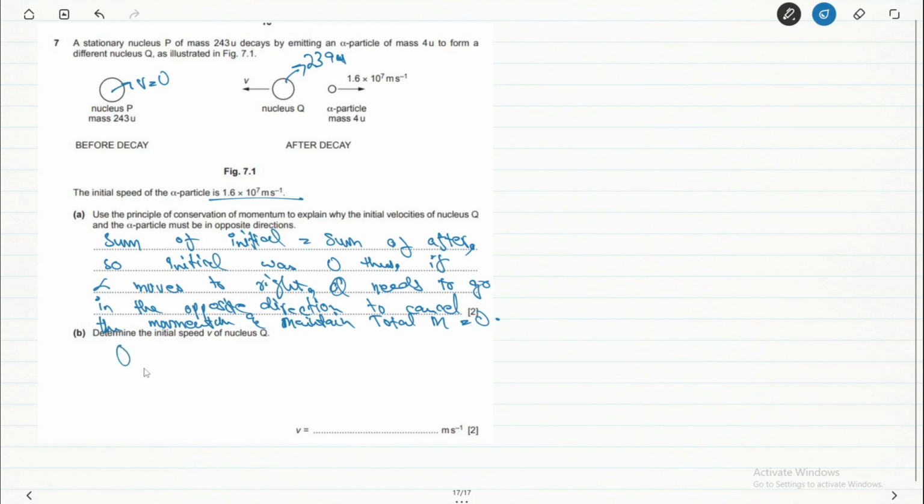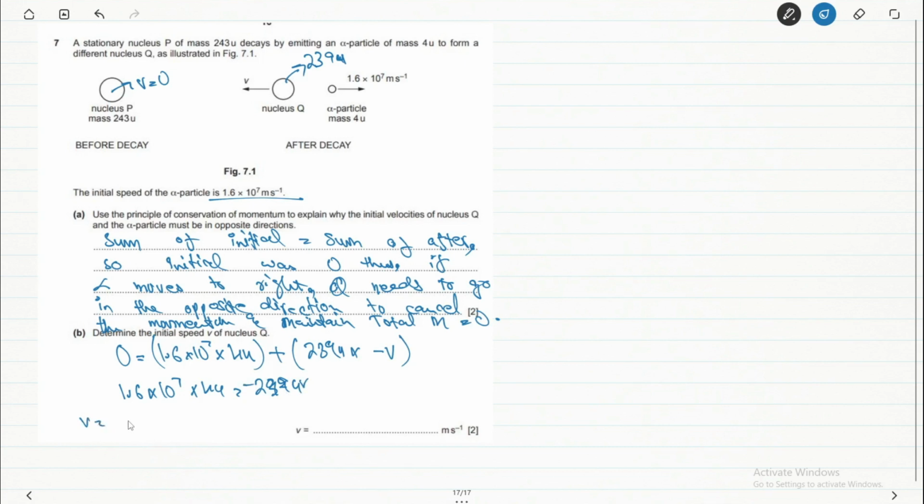Determine the initial speed v of nucleus Q. So this is very easy. Initial momentum is equal to after. So 1.6 times 10 to the 7 multiplied by 4u plus 239u multiplied by negative v, right? Because it's in the opposite direction. So this just becomes 1.6 times 10 power 7 times 4u is equal to negative 239uv, right?